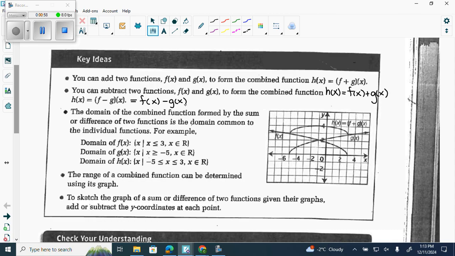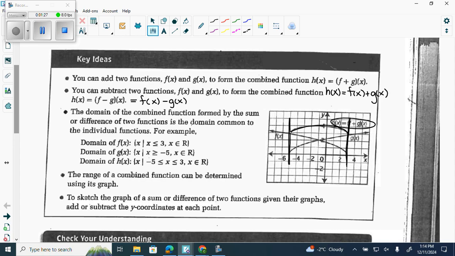So if I'm looking at f and g, do you see this here? f is less than or equal to 3, and g is greater than or equal to negative 5. But when I combine the two functions together, I can only combine where they both exist. And do you see how they both exist between here and here? So that's how we get this graph here, the combined function. So the domain for adding and subtracting functions can only be where they both exist.